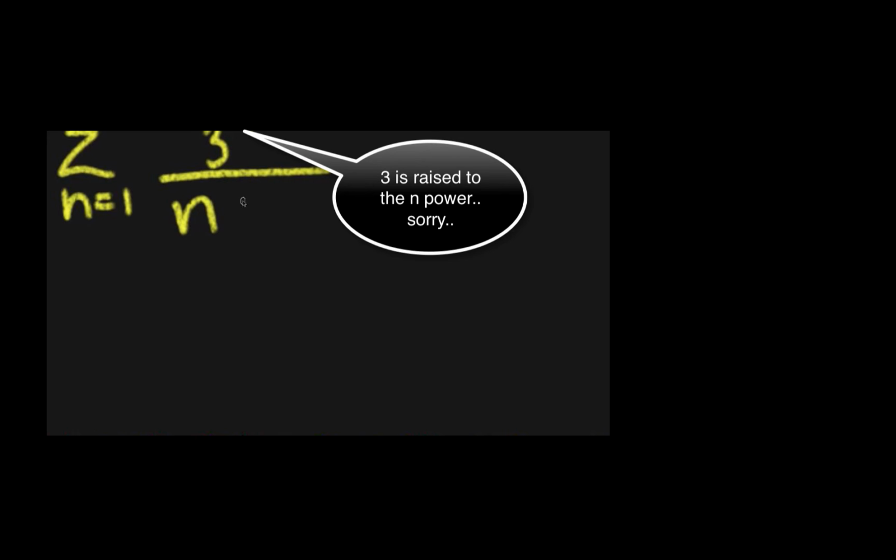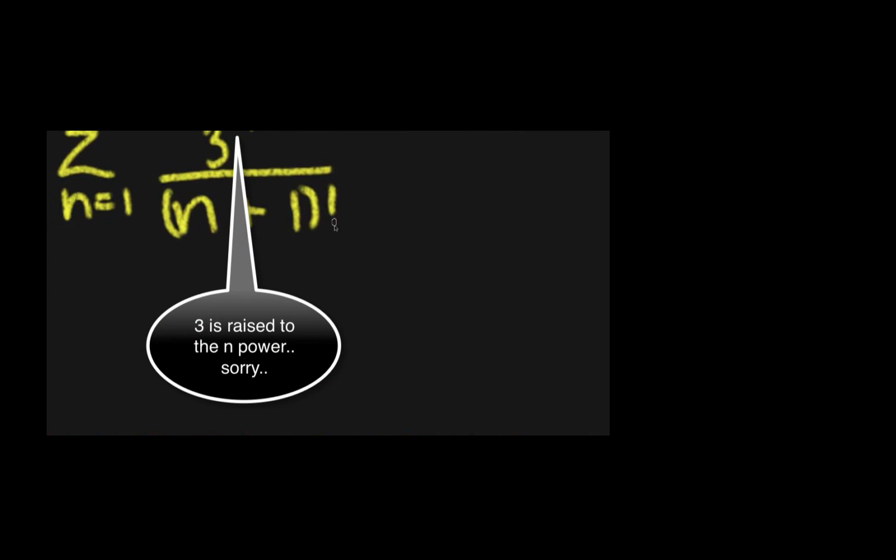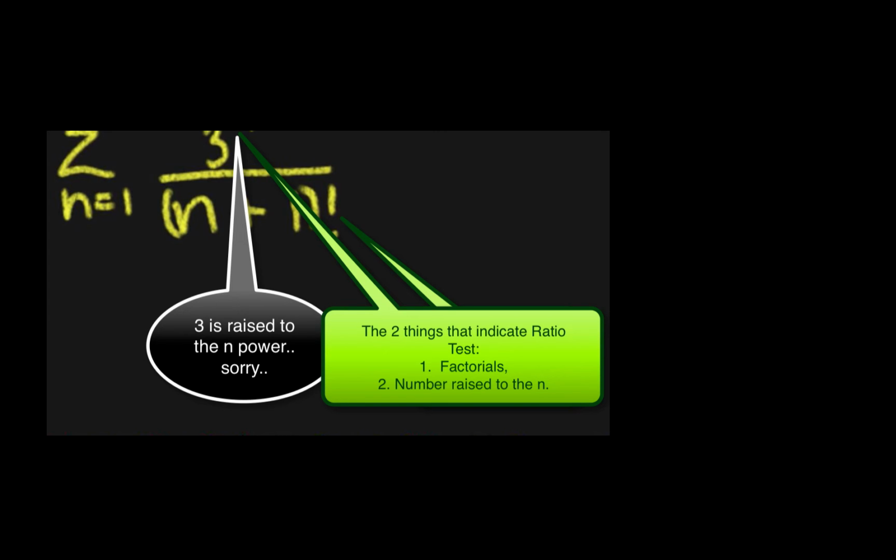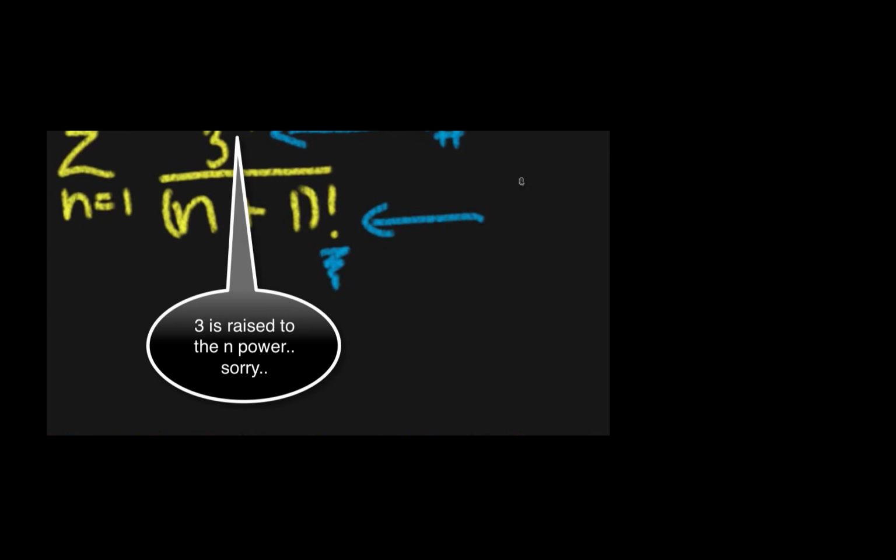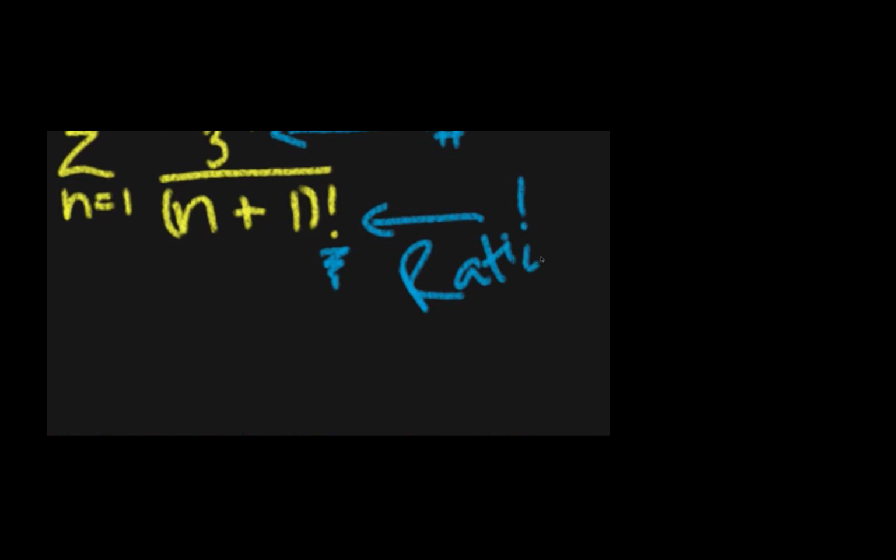n plus 1 factorial. Okay? So this should be screaming ratio test. Why? Because I have a number to the n, and I also have a factorial. So that should be all over it saying, do the ratio test.